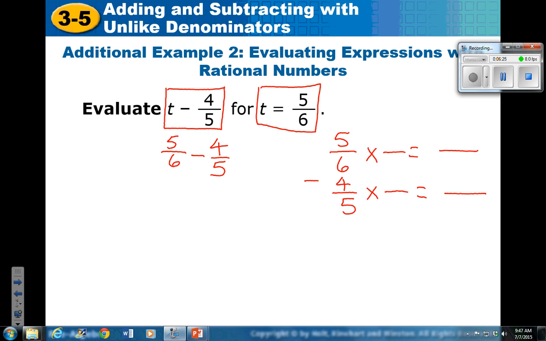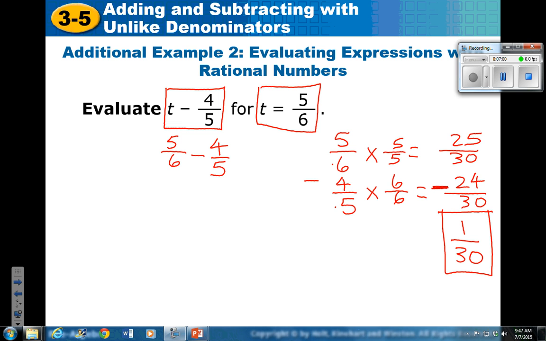When you count by 5s and you count by 6s, the first number that they have in common is 30. Here we're multiplying by 5 over 5, giving us 25. Down here it's going to be 6 over 6, giving us 24. Okay, we need to remember that we are subtracting. That's probably the most common error on this type of problem, is that people add when they're supposed to subtract. 25 minus 24 is 1 over, keep your denominator, 30, 1/30.